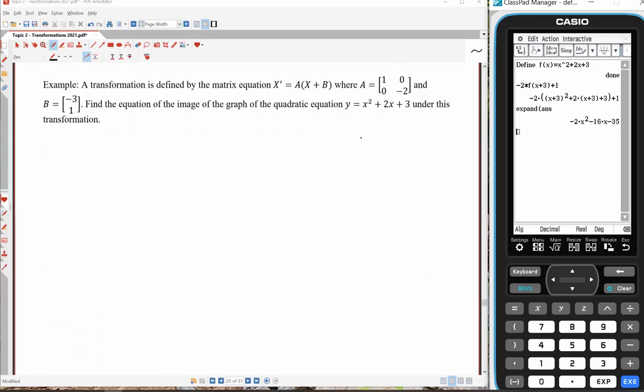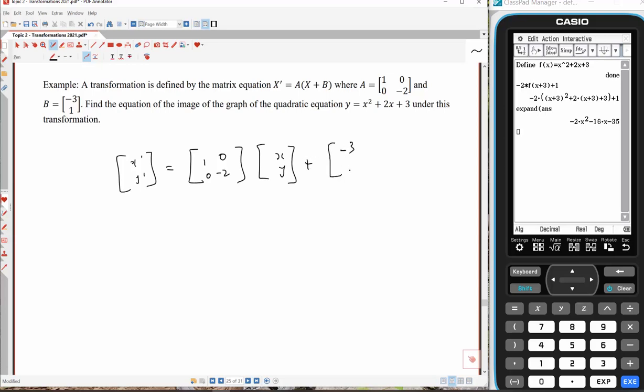Okay, so this again is the same problem, except note that what we've got is some brackets here. So we're going to write that out. x dash and y dash are equal to 1, 0, 0, -2, x comma y, so just those general points on the original, plus -3, 1, where the equation says that has to get done first.